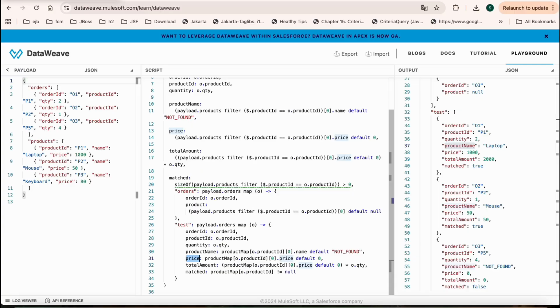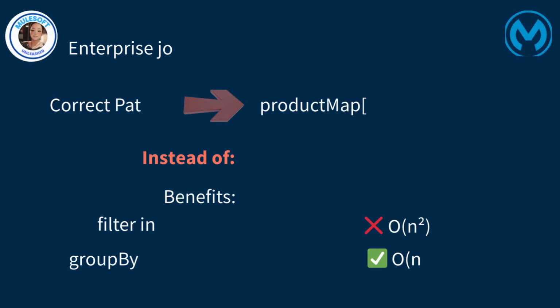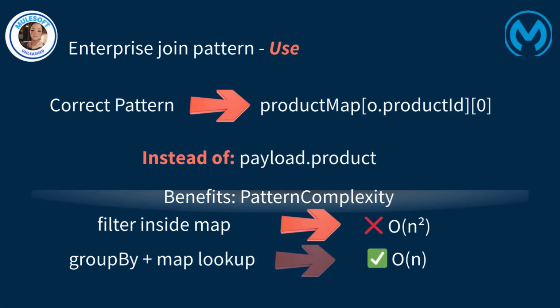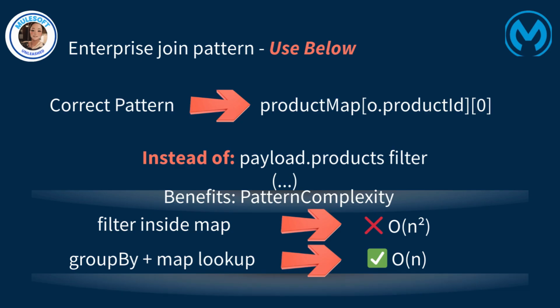So in a single script, you're seeing three real-world DataWeave patterns: filter-based joins, object enrichment joins, and optimized lookup joins using groupBy. This is exactly how production-grade data enrichment and integration logic is designed in MuleSoft.